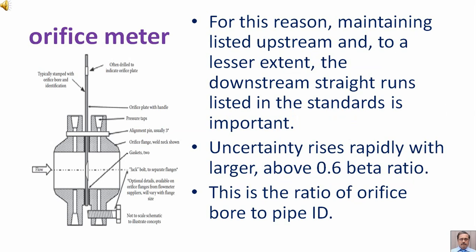For this reason, maintaining listed upstream and, to a lesser extent, the downstream straight runs listed in the standards is important. Uncertainty rises rapidly with larger than 0.6 beta ratio. This is the ratio of orifice bore to pipe internal diameter.